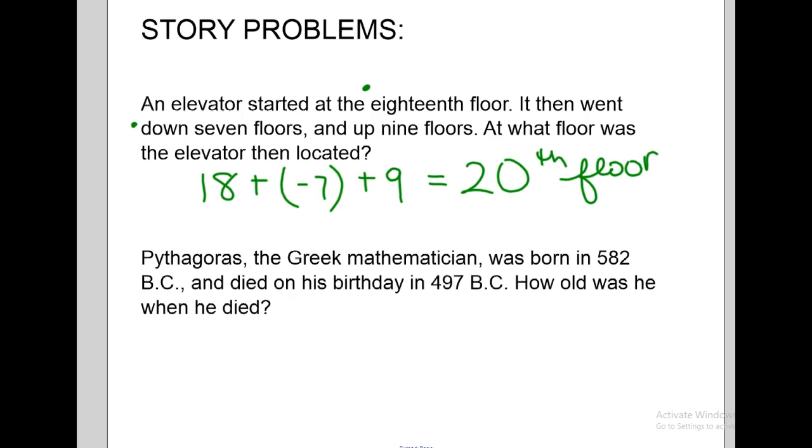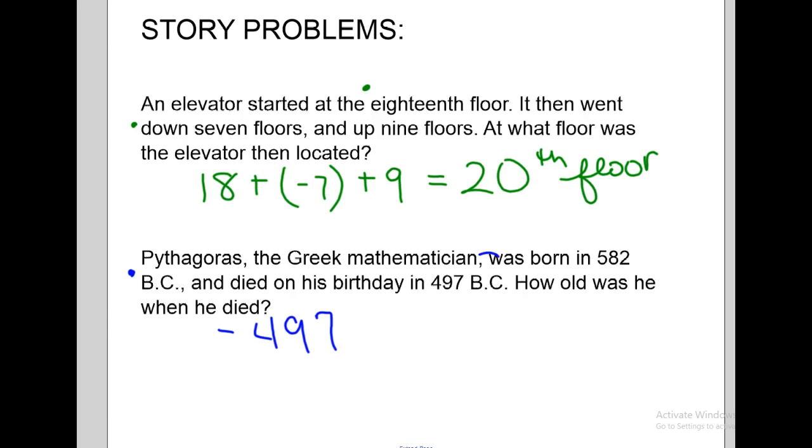Good old Pythagoras. Pythagoras, the Greek mathematician, was born in 582 BC. The key here is BC. And he died on his birthday in 497 BC. How old was he when he died? Now, what do you think we're going to have to do with these numbers to decide how old he was? Yeah, we're going to have to subtract. Which number should come first? Yes, the number that he died. And so he died at -497.